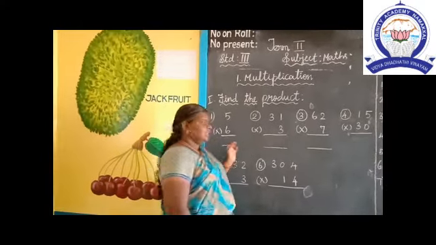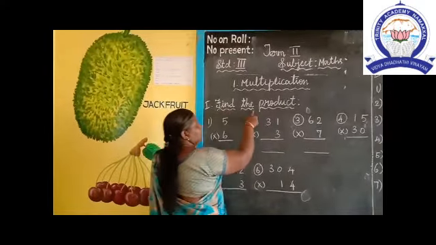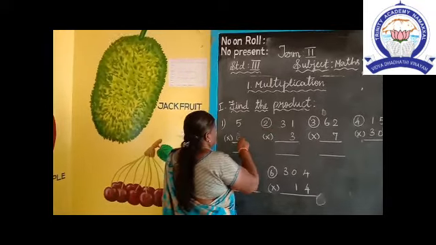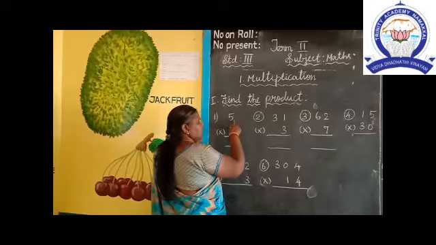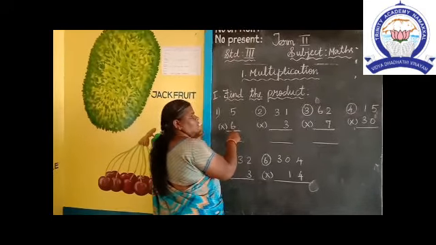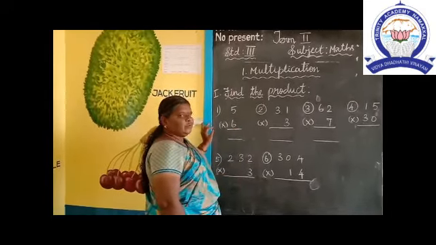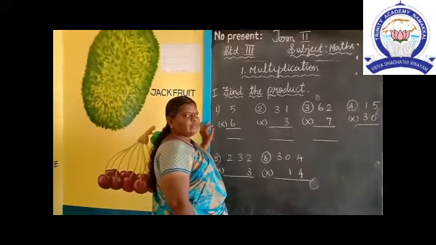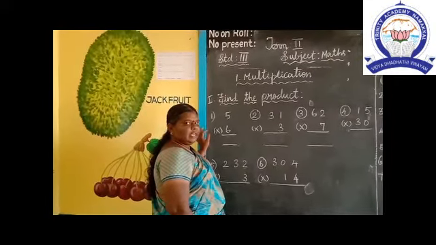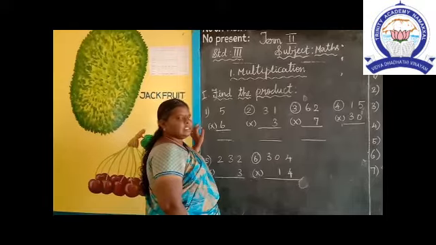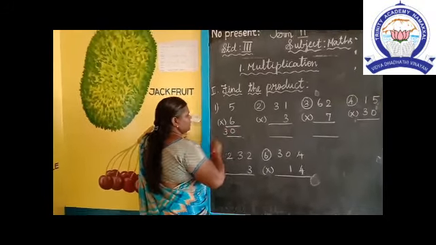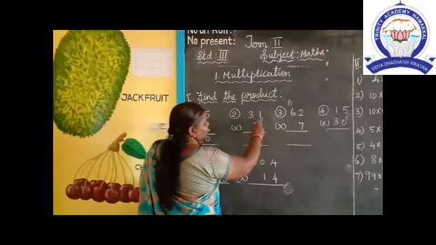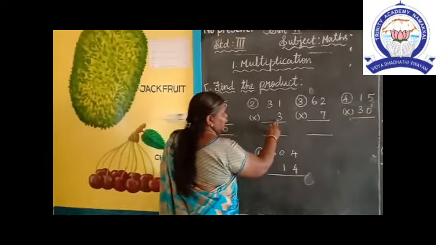Okay children, see the first one, find the product. First sum, 5 multiplied by 6. You say the 5 table up to 6 times. 1 5 is 5, 2 5s are 10, 3 5s are 15, 4 5s are 20, 5 5s are 25, 6 5s are 30.